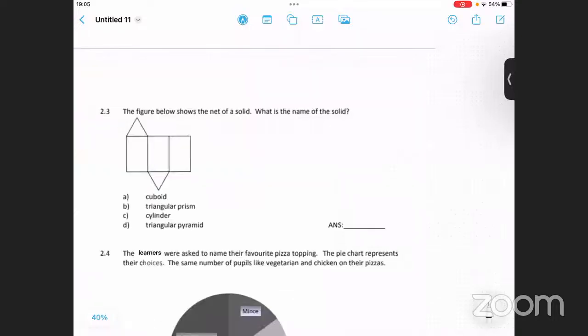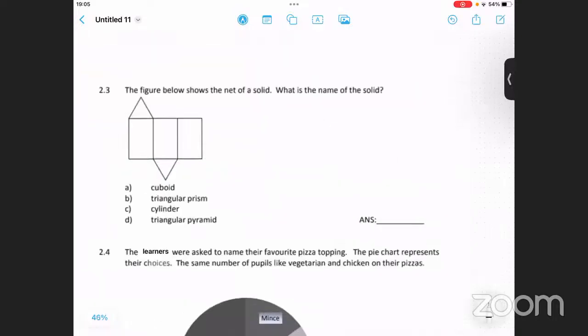Okay. So the answer is B because it's correct, because the only ones that can make sense are triangular. We see the triangles, so that means it's a triangular something. To choose between a prism or a pyramid: pyramids have a pointy shape and only one triangle, whereas prisms have two of the very same shapes as bases, and they are congruent.